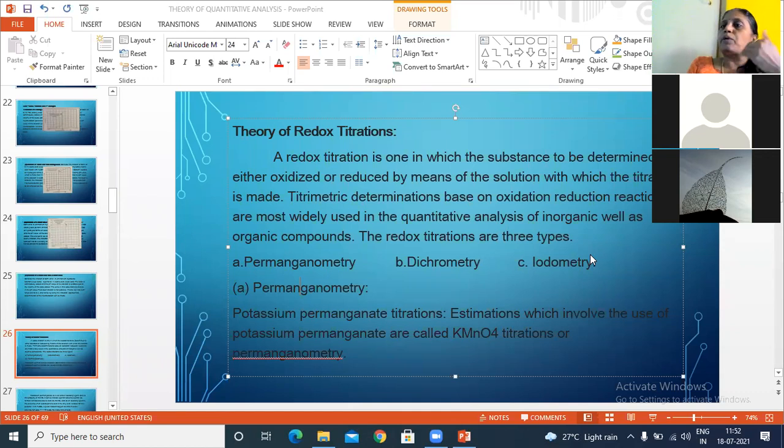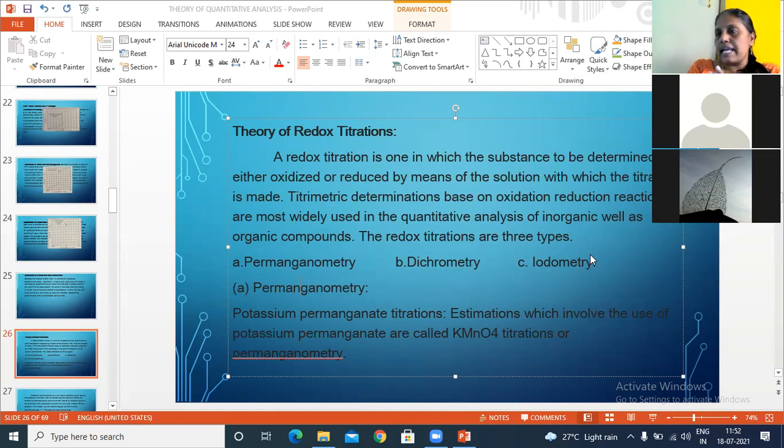Iodometry is nothing but potassium iodide reacting, so that iodine gas is liberated, which we have to estimate in some reactions. That is iodometry. So both come under iodometry only. If we use iodine, either directly as iodine gas or in the form of potassium iodide, then such reactions we can generally call iodometry.